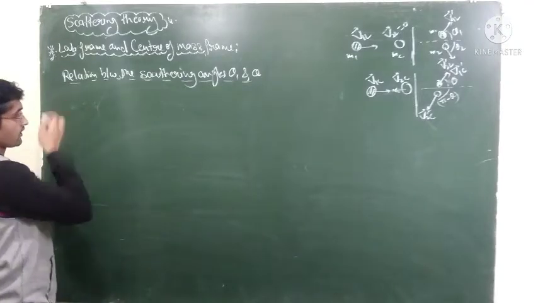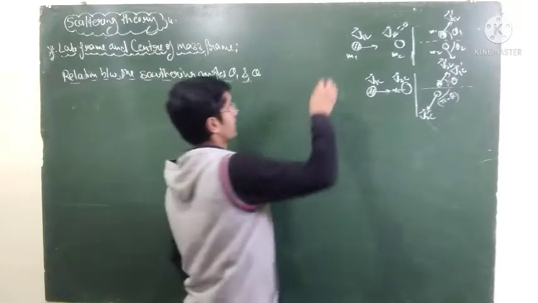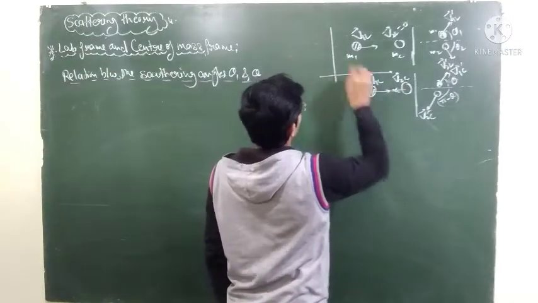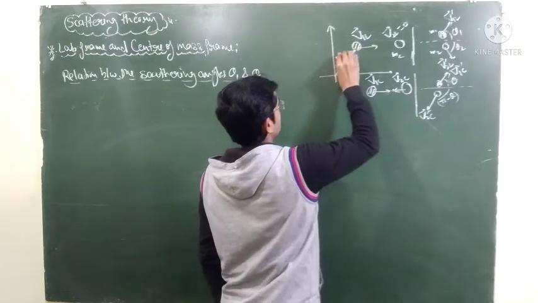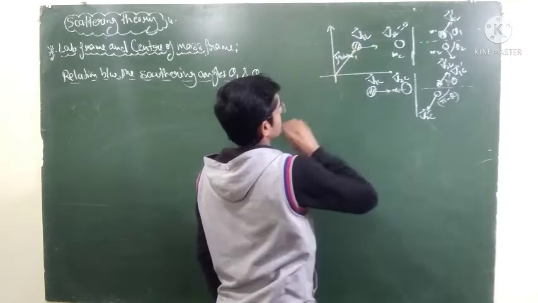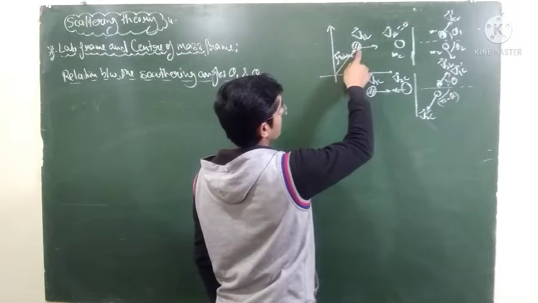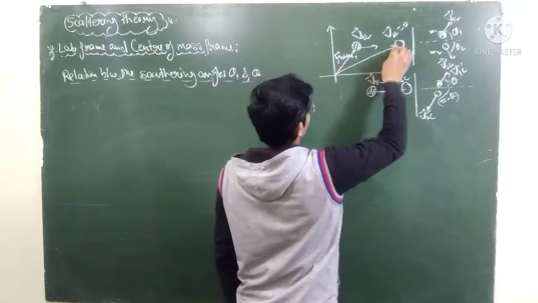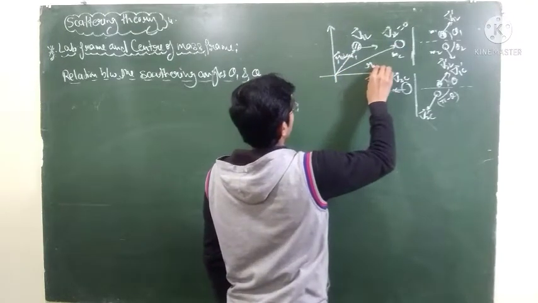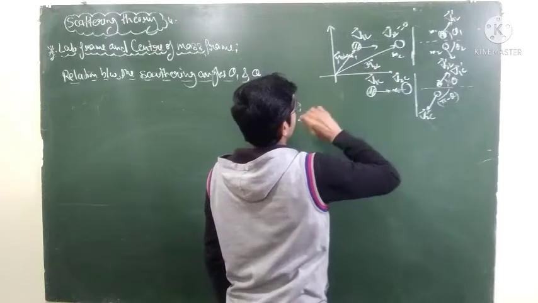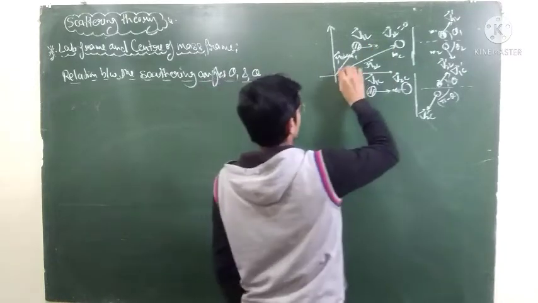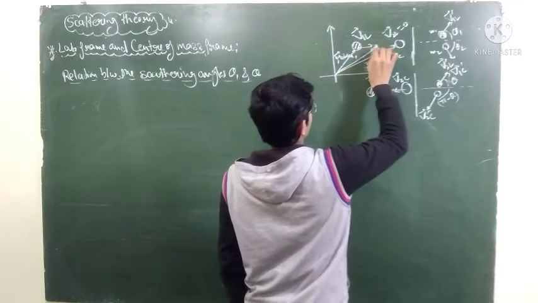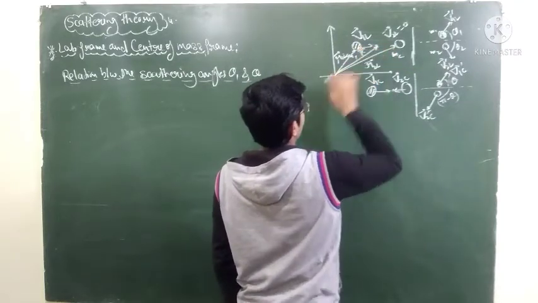So what we can do is take the position vector in the lab frame of these two particles. Let us suppose that r1l is the position vector of particle 1 in the lab frame, and for particle 2 it is r2l, right? And there is some center of mass in between these two particles. Let us suppose that the position vector of the center of mass is capital R.